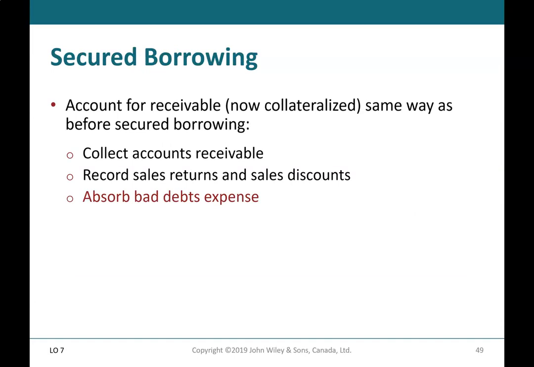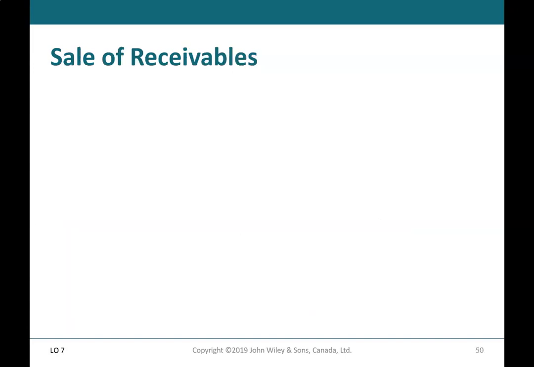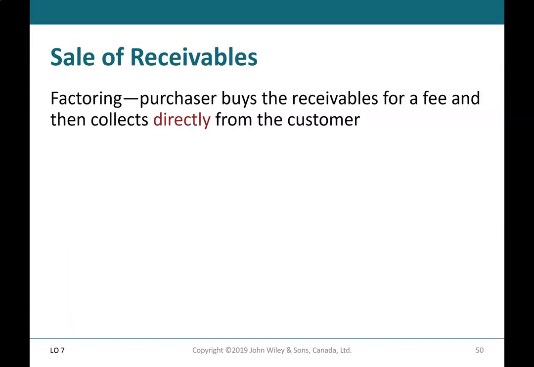Secured borrowing. Account for the receivable, now collateralized, the same way as before the secured borrowing. Collect the accounts receivable, record sales returns and sales discounts, absorb bad debts expense. Account for the new liability, for example a note payable. Record a finance charge if applicable. Record interest expense on the note payable. Receivables are not derecognized.